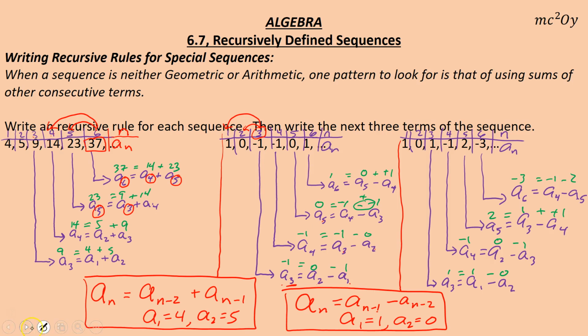So what did we get there? Well, we have the pattern a sub n is equal to, notice you had to go back 2 spots, a sub n minus 2, and you're subtracting, you had to go back 1 spot, a sub n minus 1. All right, and we have to say a sub 1 is equal to 1, and a sub 2 is equal to 0. All right, and there we've got it.